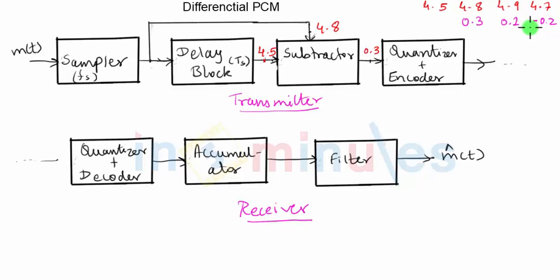But let me bring one very important point into the picture. As we already said, differential PCM will be able to offer this advantage of requiring a smaller number of bits only if the difference is varying over a small range. And this will happen only when the two samples are of very similar values to each other. If the difference between the two adjacent sample values is large, then the range over which the difference is varying will also be large, and you will ultimately be using more bits for the quantization.